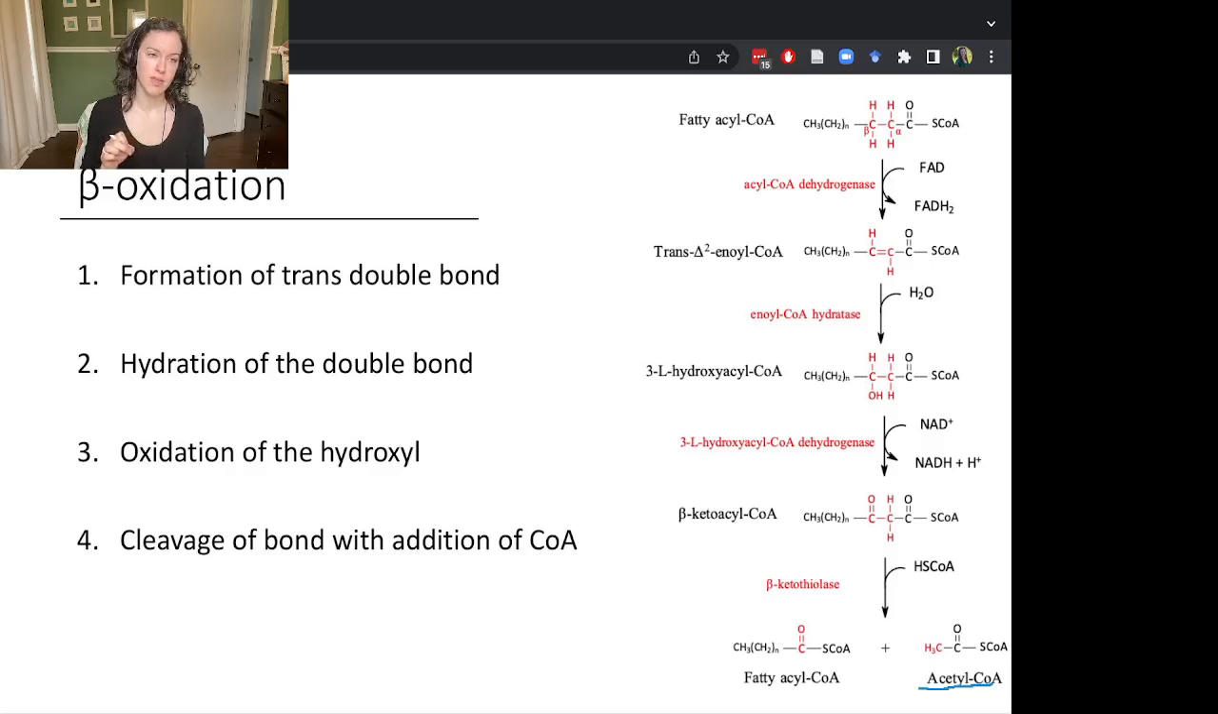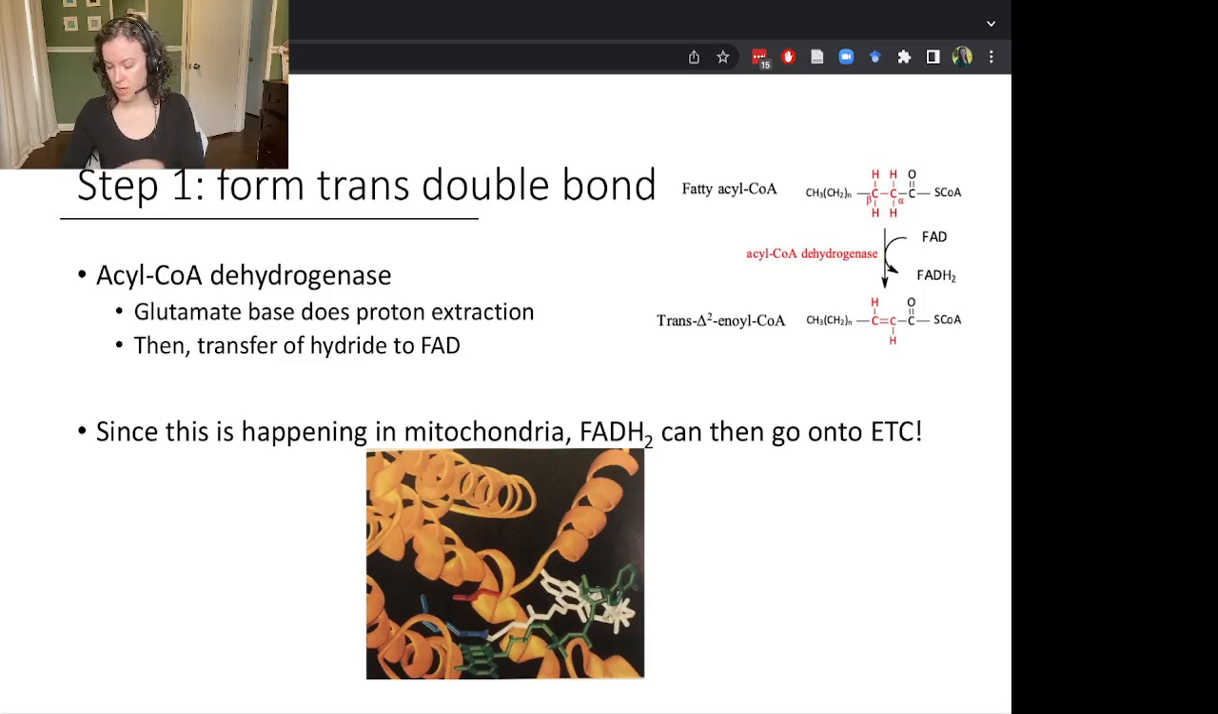Generally, the 4 steps are this. First, we form a trans double bond. We're going to hydrate, or add water across, that double bond. We're going to oxidize a hydroxyl to a carbonyl. Now that we've created that fantastic electrophile, we're going to use it to cleave off 2 carbons as acetyl-CoA. So let's go into a bit more detail and walk a bit more slowly through this.